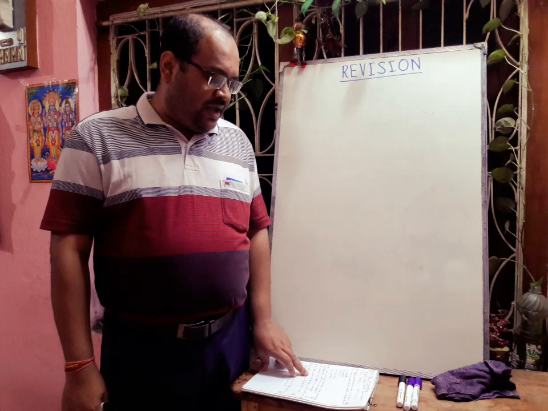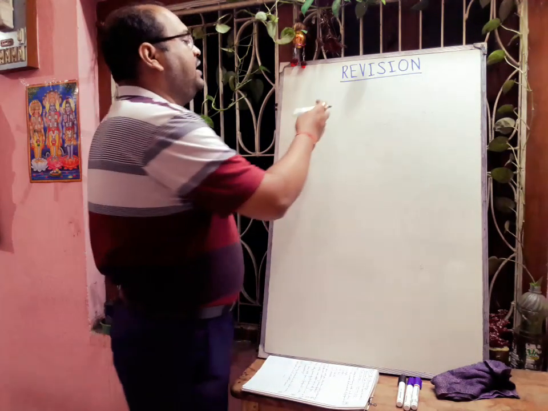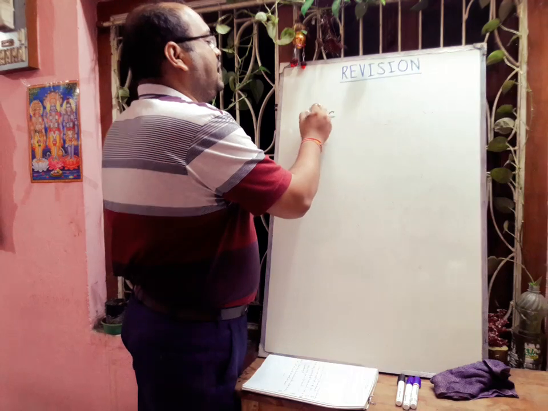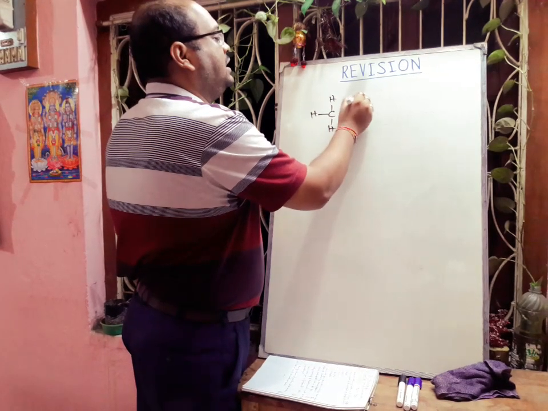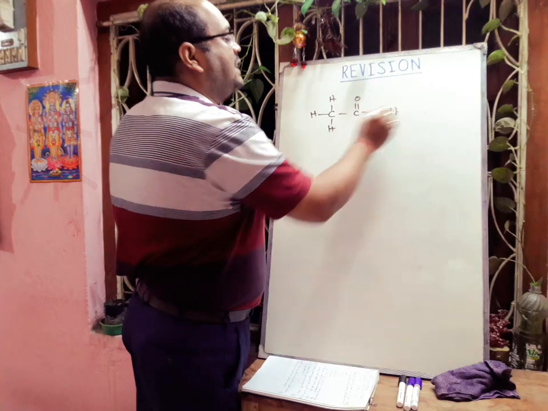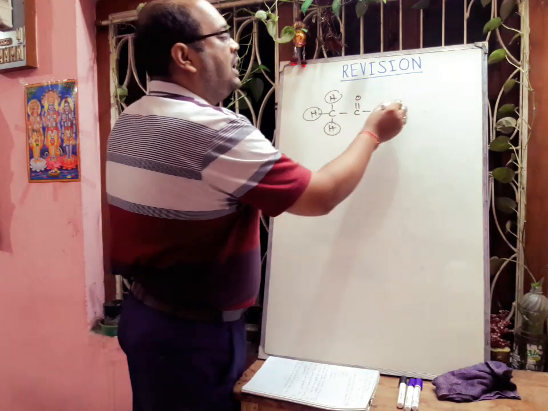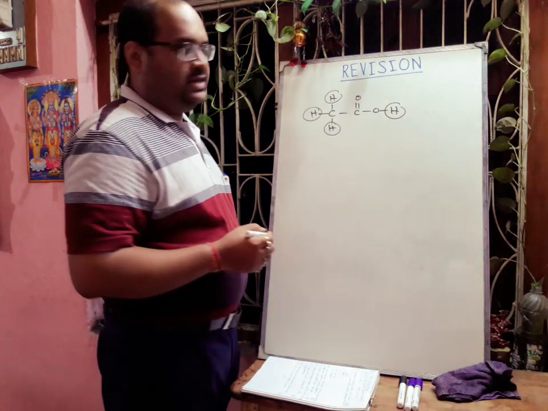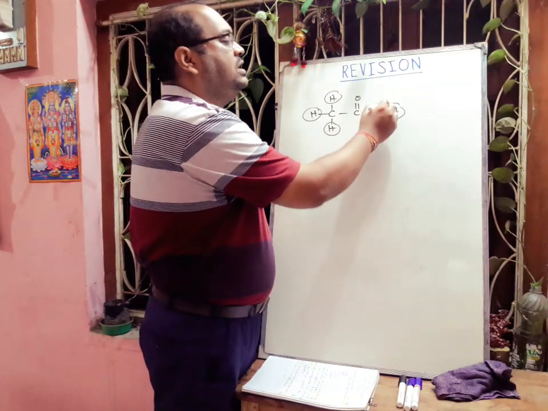Next question: why is the basicity of acetic acid not 4? Actually, if we write the structure of acetic acid, then we can easily understand. In acetic acid, there are 4 hydrogen atoms, but not all hydrogen atoms are replaceable by a base. Only the hydrogen atom that is attached to oxygen is replaceable.